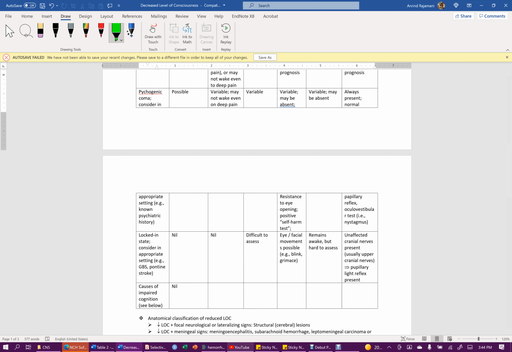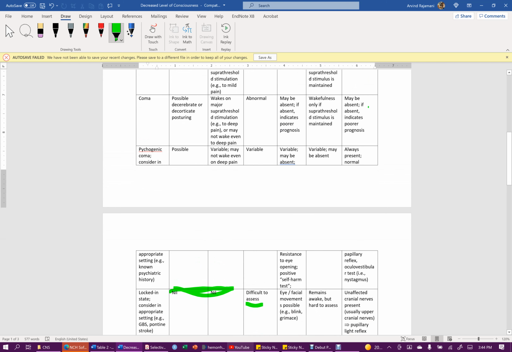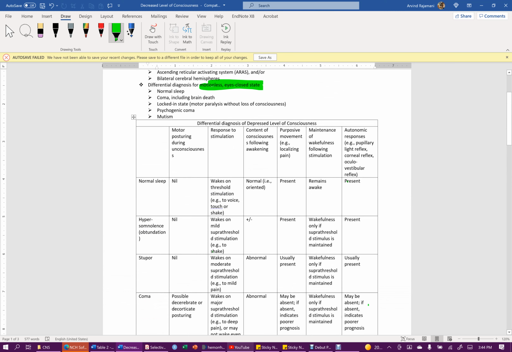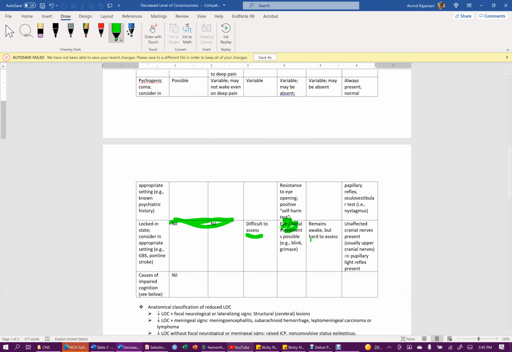Then the really bad one is locked-in syndrome. Okay, so you'll need an appropriate clinical setting for this. For example, if you have significant muscle paralysis everywhere, including the cranial nerve distribution, or Guillain-Barré syndrome, pontine strokes, and so on. Here you'll find that they just can't do anything at all. This is very difficult to assess because there's no motor movement. It is possible that they may have some movement of the cranial nerve distribution, so eye or facial movement possible. And the thing is, they are actually conscious underneath. They're just not able to show that they're conscious, so it's very hard to assess.